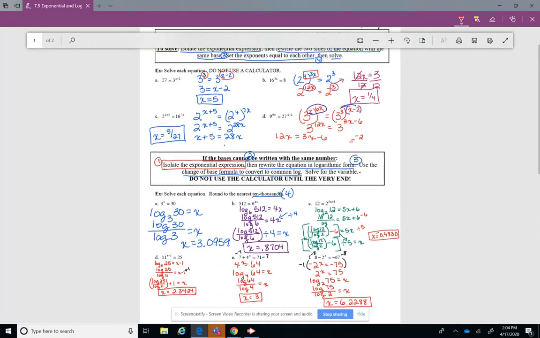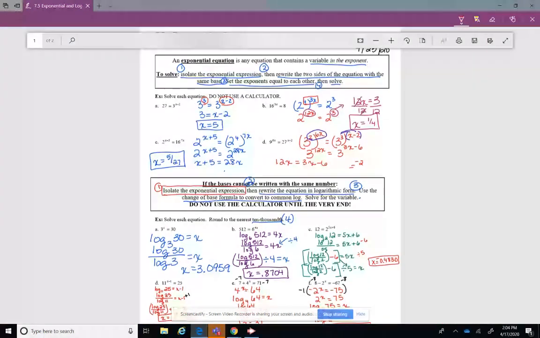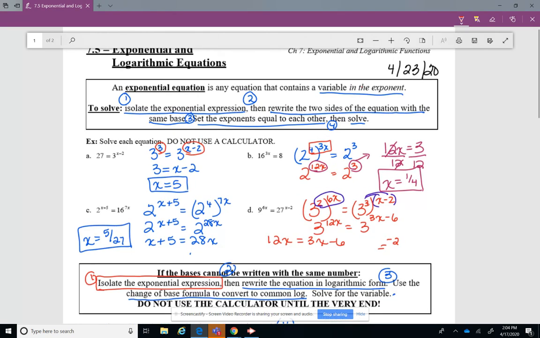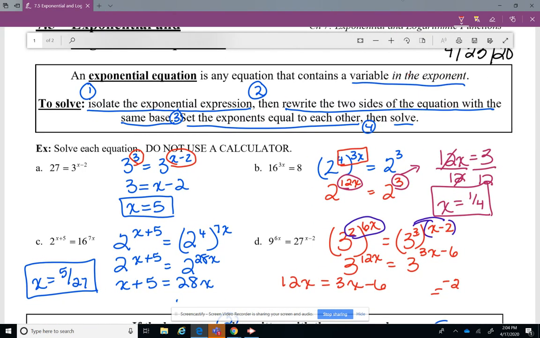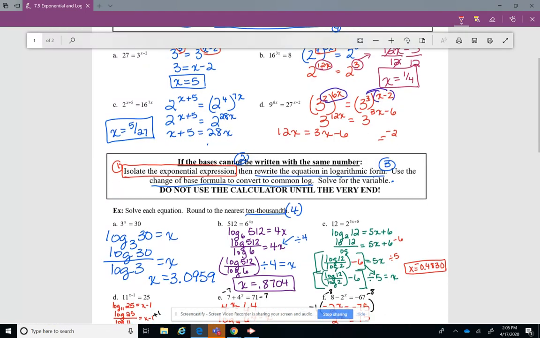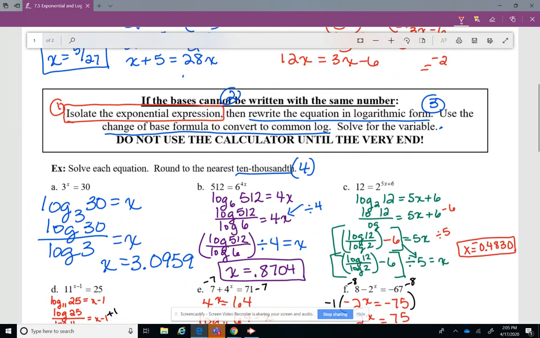So you kind of were doing the same thing on the top and the bottom, and you kind of were really using the same steps. The only difference is at the top, you isolated the exponential expression, you rewrote the 2 sides of the equation with the same base, and you set the exponents equal to each other, and then you solved. It was somewhat similar.